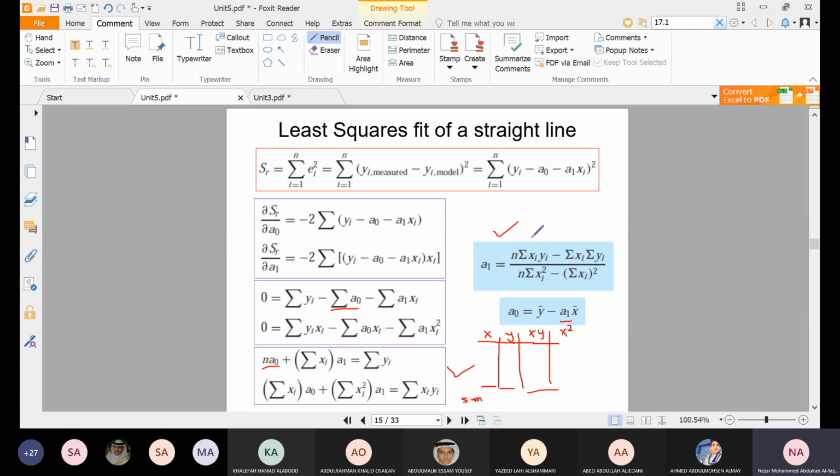Okay, so the equation that we have here has two unknowns, A0 and A1. It is easier to find the solution after we normalize the equation. So we might use these formulas to find this. Any question until here?